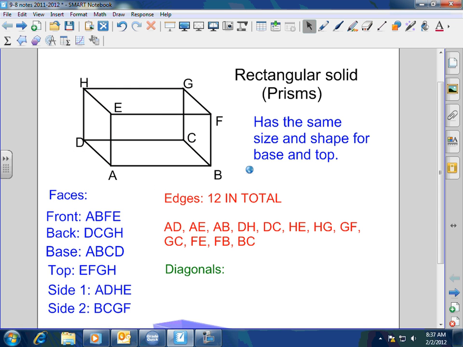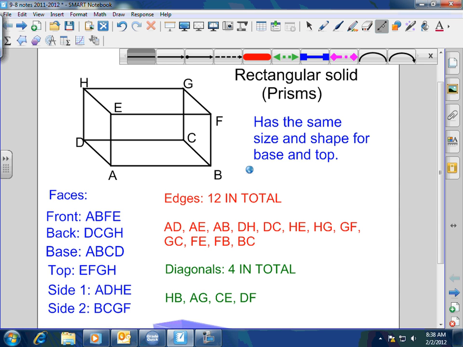Now, you also have diagonals, and diagonals are quite particular. There's 4 in total. We know that a diagonal goes from one vertex to the other vertex. Since we have a space figure, you have to imagine that this box is hollow, and we're going to be drawing lines now inside of this box. The 4 diagonals here would be HB, AG, CE, and DF.